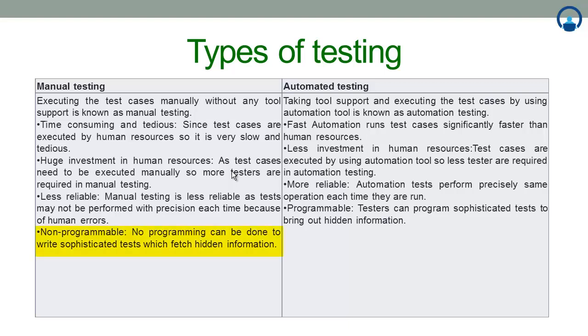And the next is non-programmable. In manual testing, no programming can be done to write sophisticated test cases which fetch hidden information. But with programmable testing, the testers can write sophisticated tests to bring out the hidden information. So if there is some hidden information you want to test, you can do it with automated testing. So basically these were the two types of testing, manual and automated testing.